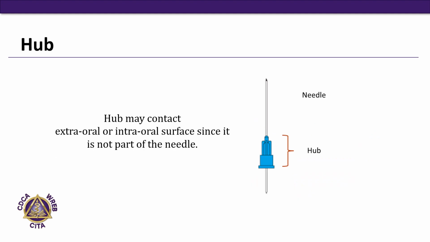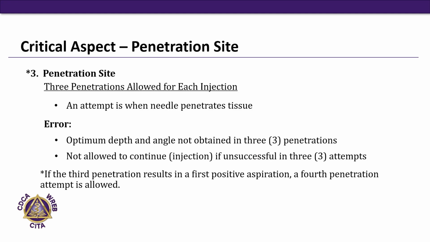Note that the hub may contact an extraoral or intraoral surface since it is not part of the needle. Penetration of the tissue is considered an attempt. You are allowed up to 3 penetration attempts per injection type in order to obtain the optimum angle and depth. You may stop and withdraw the needle at any time during the injection.